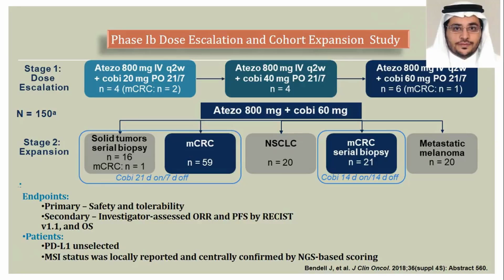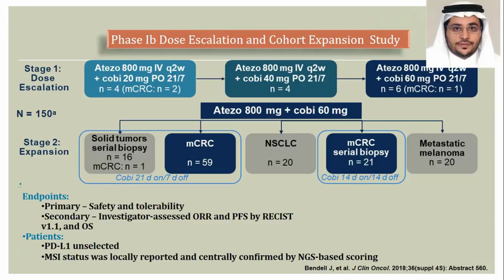Now, what about the MS stable disease? We spoke about the MSI high, and it clearly showed that nivolumab and pembrolizumab, both of them, are now approved by the FDA to be used in metastatic colorectal cancer with high MSI. What about the MS stable disease?